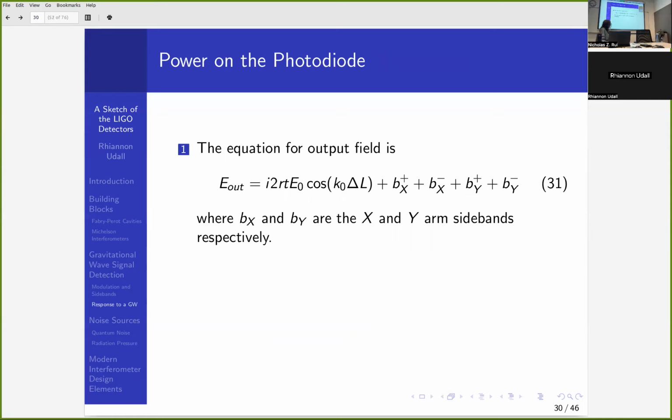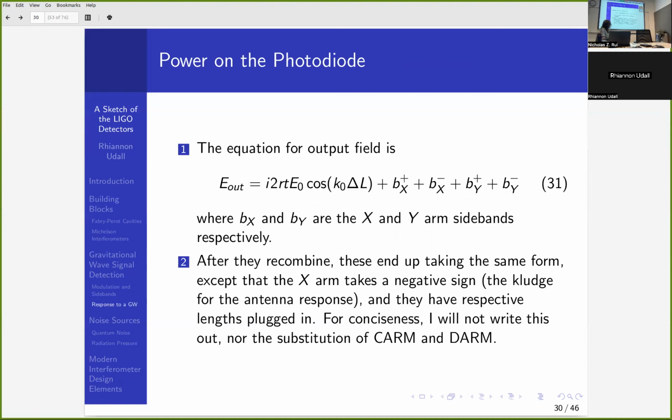So now we want to ask, what is the power on the photodiode? The power is going to combine from the plus and the minus sideband of each arm, so you have to take all those into account. In particular, the X arm and the Y arm will have traveled different lengths. And this is sort of our pledge for how the polarization works: we're going to say that the X arm gets a negative sign with respect to the Y arm.